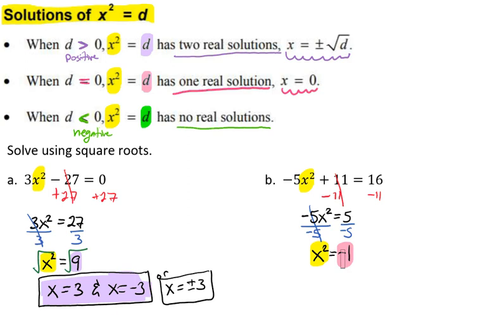So this should give us no real solution because it was a negative. So if we carry on with our square rooting, this is going to come down to an x equals the square root of negative 1, but you can't have a negative inside of a square root. And so we're going to stop here, and this is going to give us no real solution as our final answer. Let's do another problem.